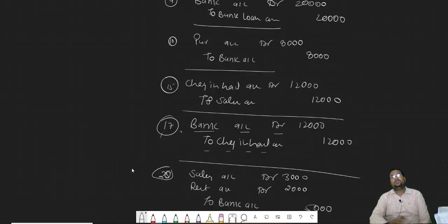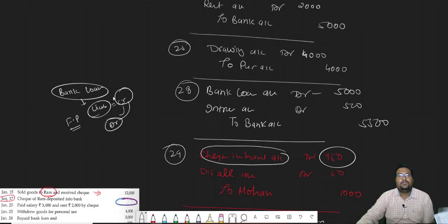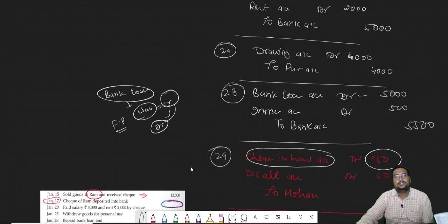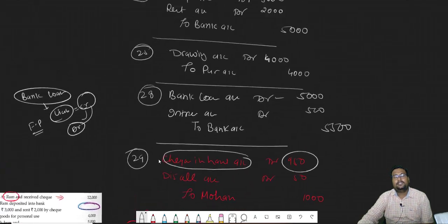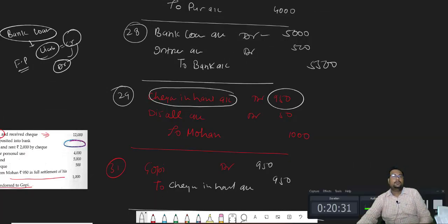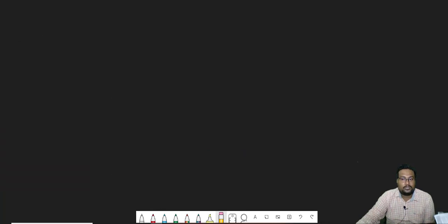This is all about the bank transactions. Now, if you see any problem in a particular transaction, please ask. This one is the first one, and this one is the second one. Okay. So whenever we receive a check and it is not deposited on the same day, which account will be opened? Check in hand account, not bank account.